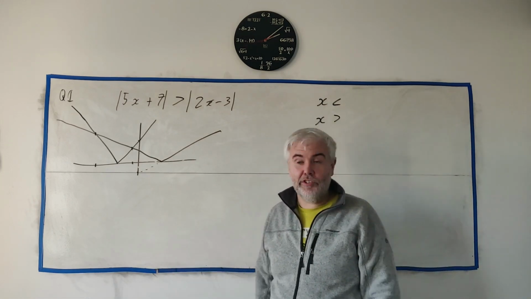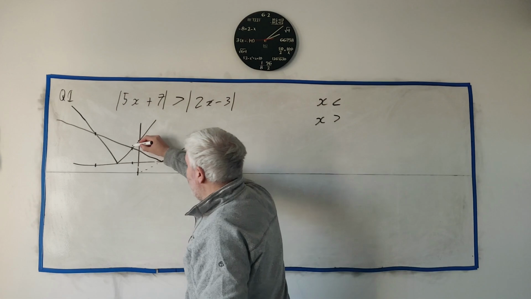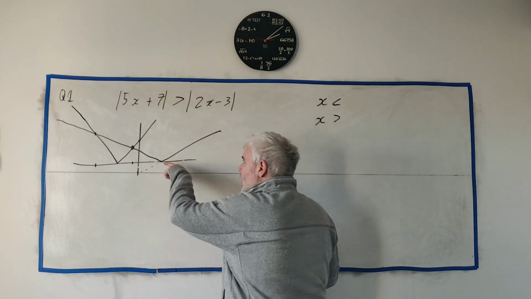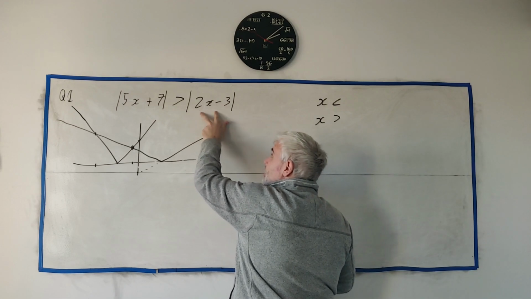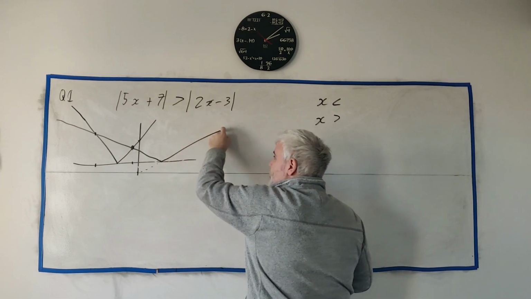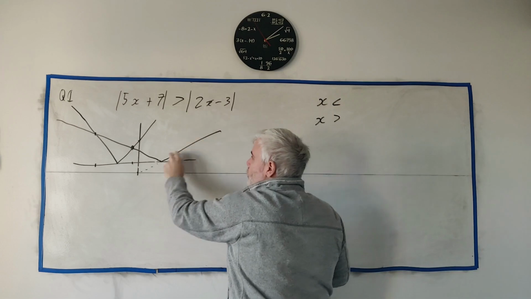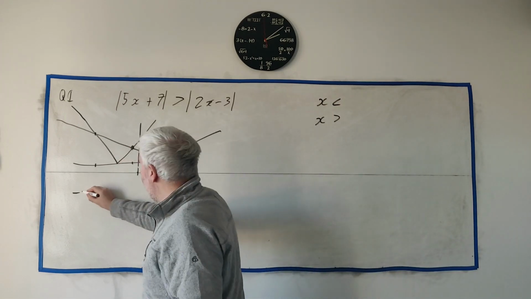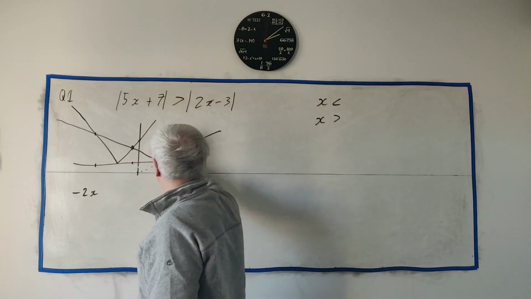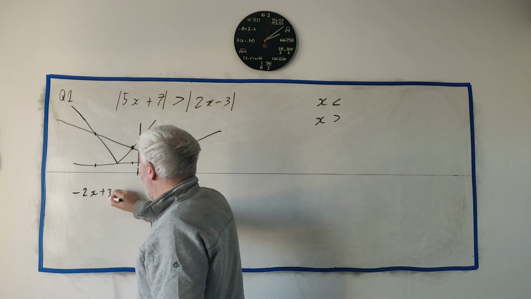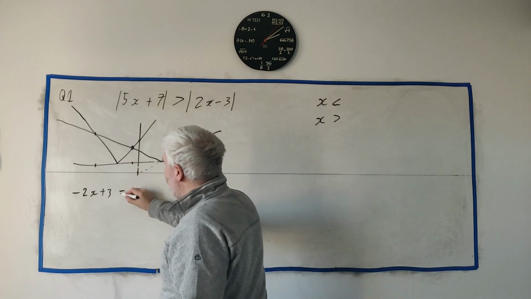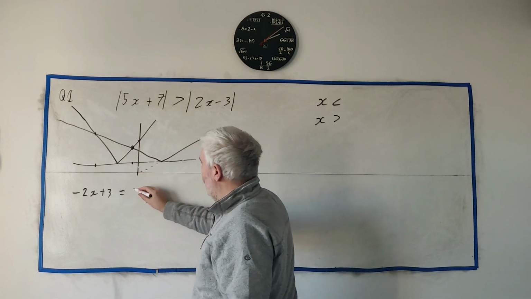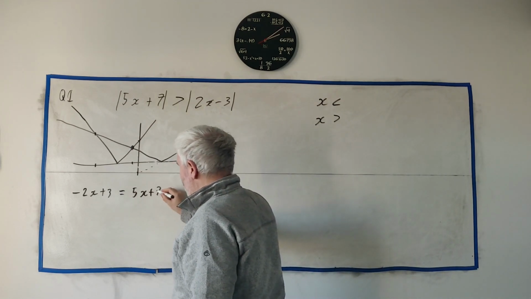So that's what I'm going to do here. How do I find, let's say, this point first? So this line here is the minus part of this. Remember, this is the positive, that's the minus. So this line here is just minus 2x minus 3, which is minus 2x plus 3. This line here is the positive of this one. So where do they meet each other? When they're equal: 5x plus 7.